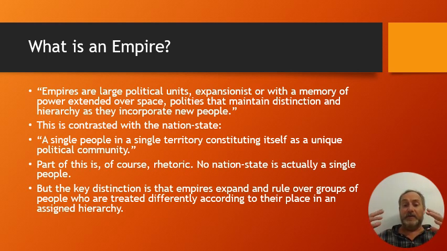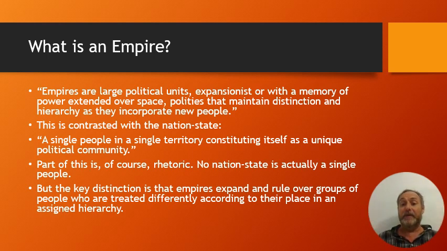But this is why the authors say there's a memory of power extended over space. An empire exists to take over land, and even when it's shrinking and on its way down, it's still got that in its DNA, sort of. So their polities, again, a polity is just a political organization. The main distinction and hierarchy as they incorporate new people. So as we said, unlike the nation state, there's no assumption that an empire is totally homogenous and everyone within the Roman Empire considers themselves Roman. You're going to have different people. You conquer a country of different people, and often empires want to maintain that distinction. They want to say, hey, we are the Roman citizens.